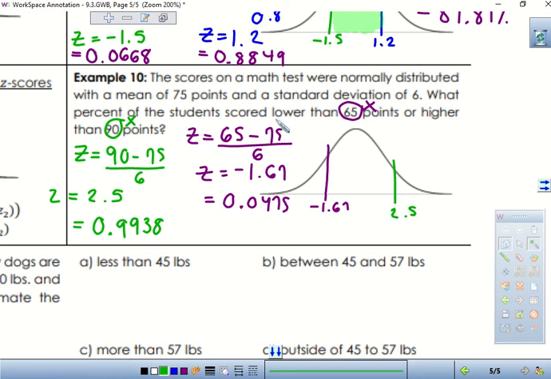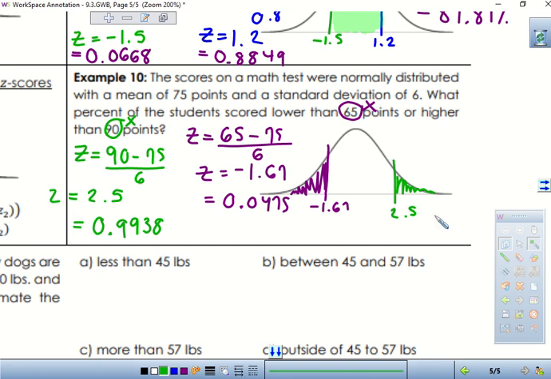Now, it's asking us about students who scored lower or higher. So I'm talking about the students who scored lower than this value or higher than this value. What information is this excluding? The people in the middle. Everything in the middle. We don't care about anybody who scored between the two. We just want to know lower and higher. We want to know the highs and the lows.